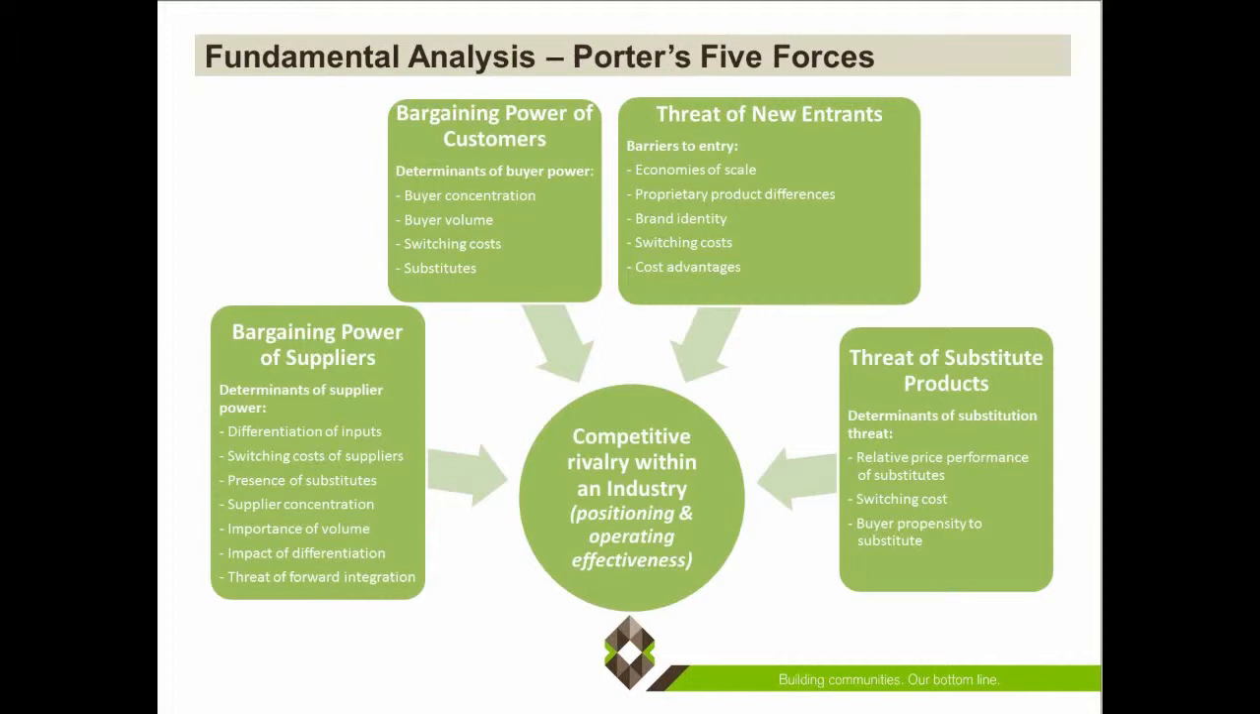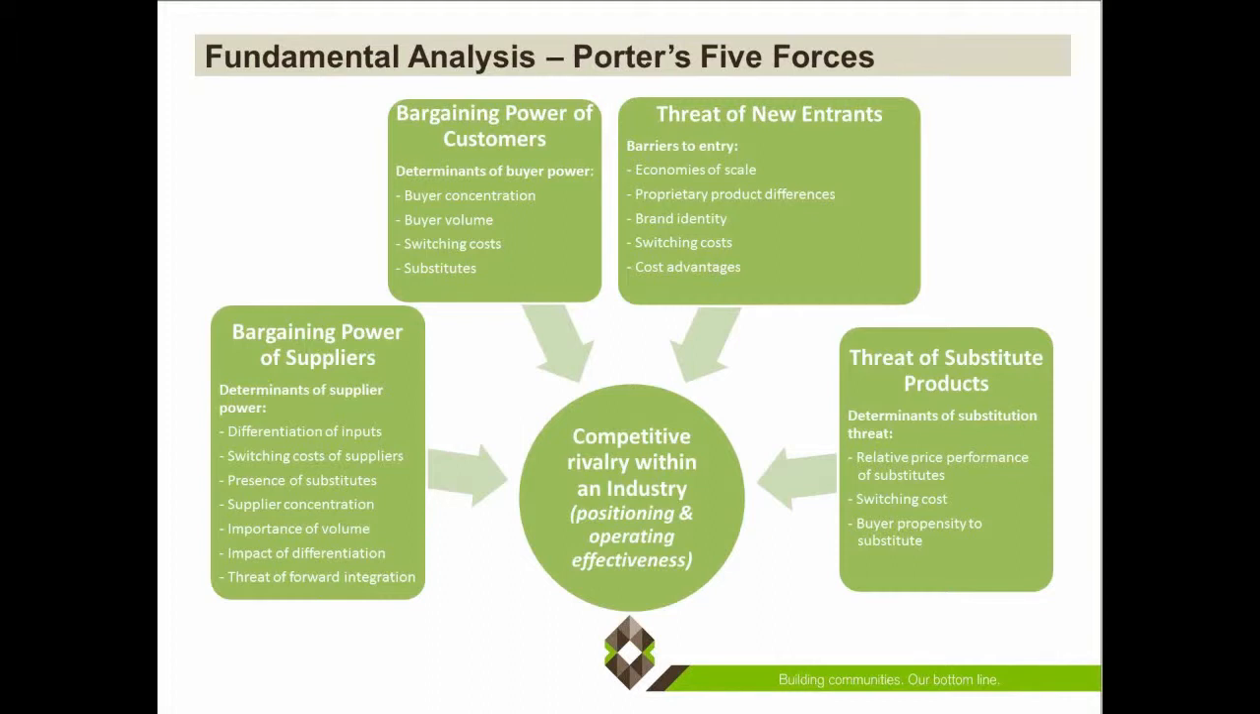Your buyer volume. Is it difficult for a buyer of your product, your customer, to switch products, so that they're dependent on your product? And how easy is it for them to replace your product with substitutes?